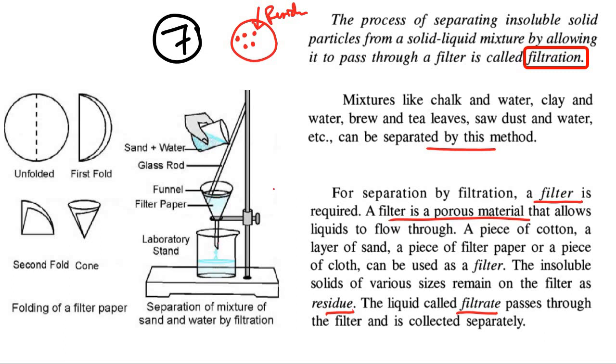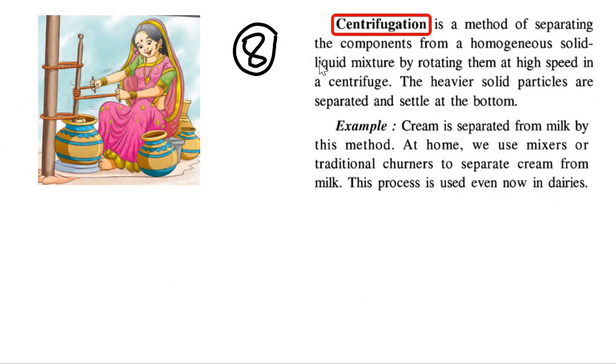Okay, and this is how you make the filter paper. Take this, make a first fold, then make a second fold, and then make a structure like a cone, and then use it over here, right? Okay, now on to method number 8, which is centrifugation.